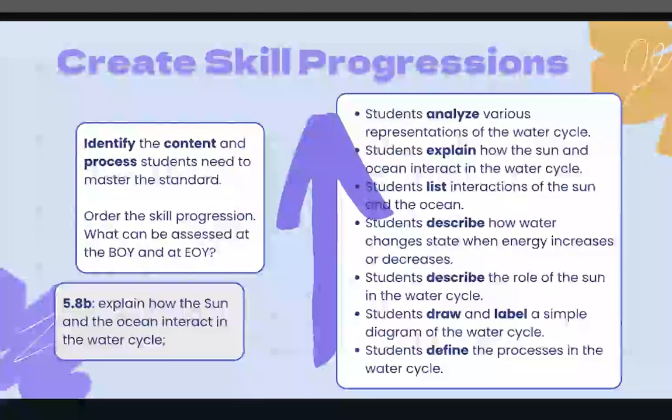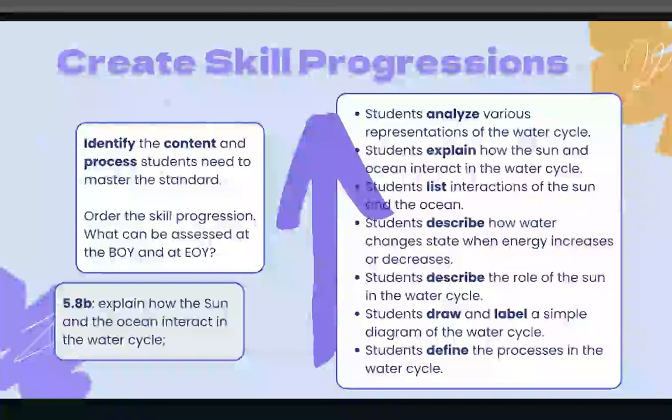Then the next piece of proficiency for that standard might be I could draw and label a simple diagram of the water cycle, right? Nowhere in that standard in 5.8b over there does it say draw and label, but in order to explain in a scientific way, we know that students would need to be able to do that. Then I want to talk about the role of the sun specifically. How can I describe the role of the sun? Can a student articulate that? Can a student describe how water changes across that? Okay, can I list those interactions, explain how the sun and ocean interact, and finally, maybe analyze various representations of the water cycle to do all of those, right?